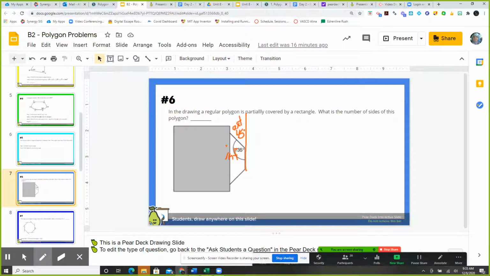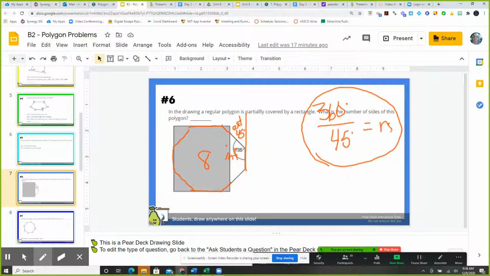And then how did I find the number of sides with the exterior angle? What did I divide by 45 in order to get the number of sides? 360. Say that with confidence. 360 divided by 45 equals the number of sides. So how many sides are in that shape? 8. Some people will be able to just kind of see the symmetry, but the way to calculate it and prove it to yourself is 360 divided by the exterior angle gives you the number of sides.